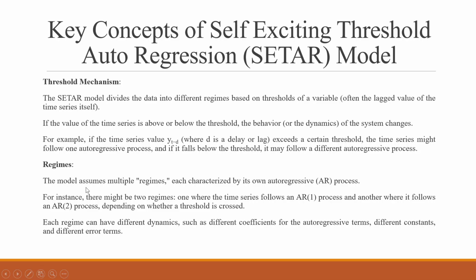Regimes. The model assumes multiple regimes, each characterized by its own autoregressive process. For instance, there might be two regimes, one where the time series follows an AR1 process and another where it follows an AR2 process, depending on whether a threshold is crossed. Each regime can have different dynamics, such as different coefficients for the autoregressive terms, different constants, and different error terms.